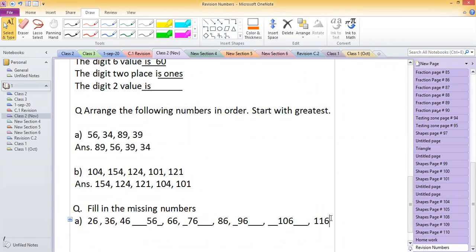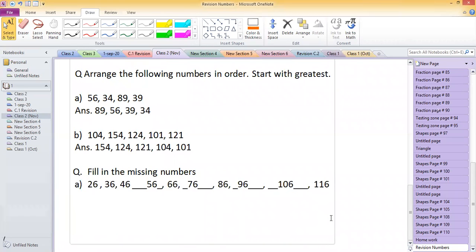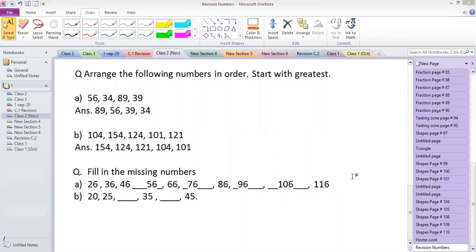Now you are going to do B. B is 20, 25, 35, 45. Complete this, guys. Fill in the missing numbers. B.